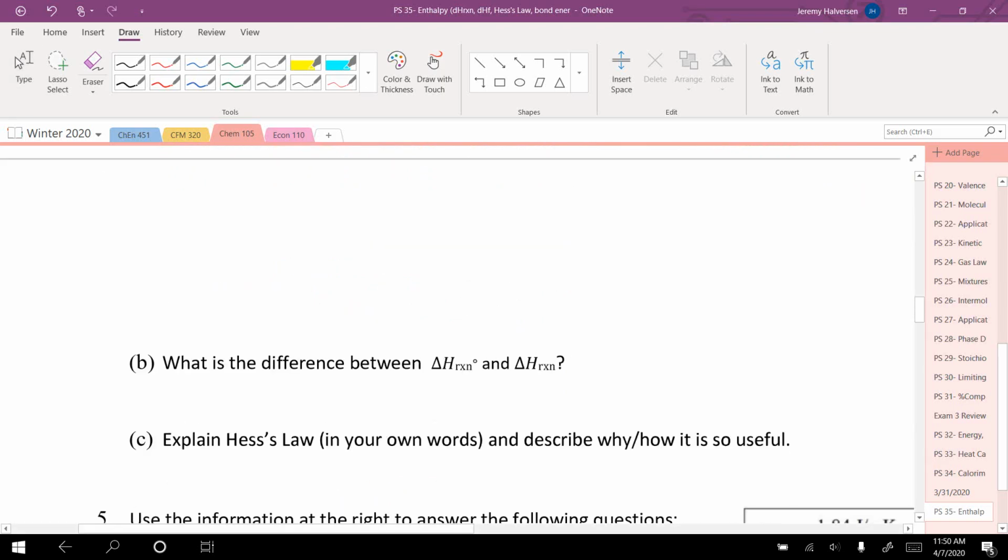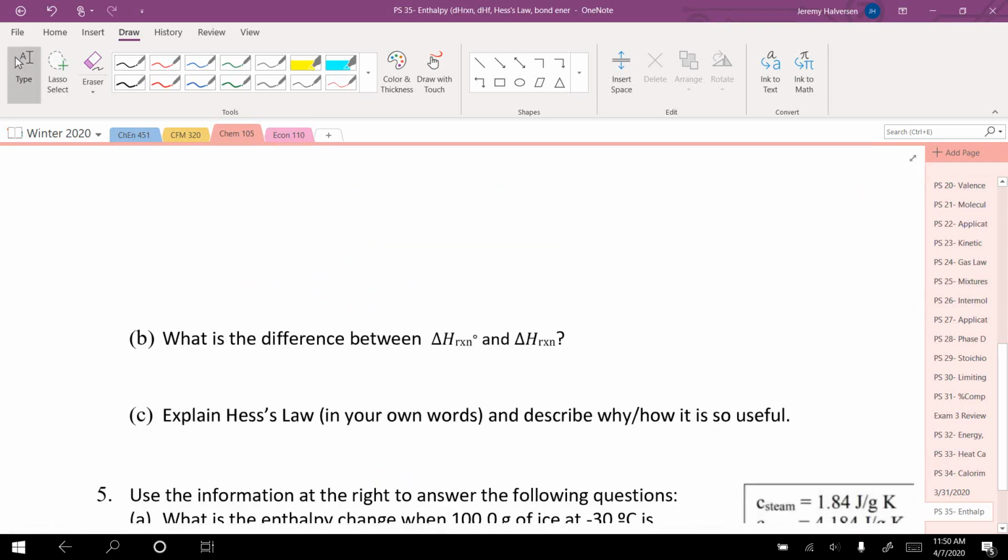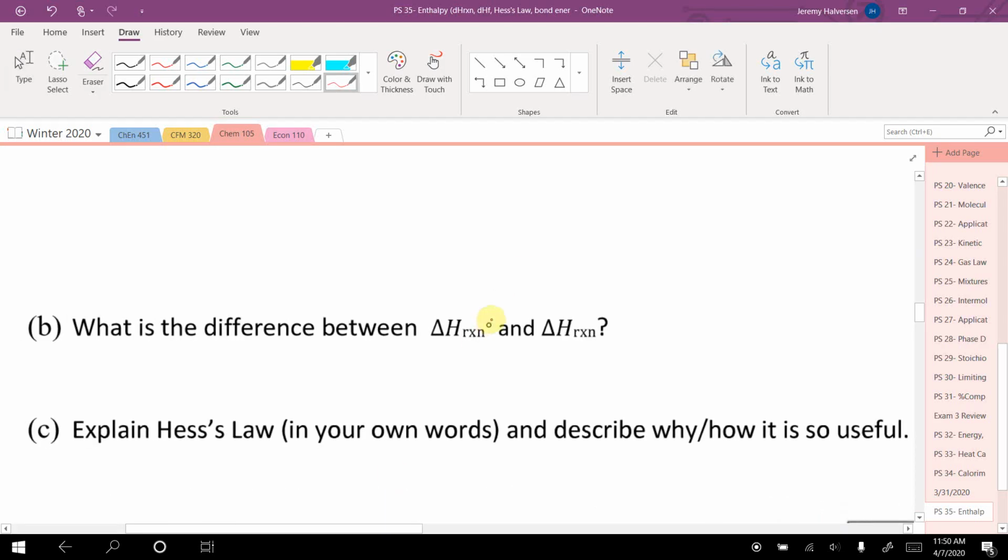Okay. What's the difference between delta H naught of reaction and delta H of reaction? So really the question is, what does this mean? Okay, that tells you that we are at standard conditions, standard temperature and pressure, which for thermodynamics, standard temperature is 25 degrees Celsius, and standard pressure is 1 atmosphere. Now when we did gases, standard temperature was 0 degrees Celsius, and now it's 25, so something to keep in mind.